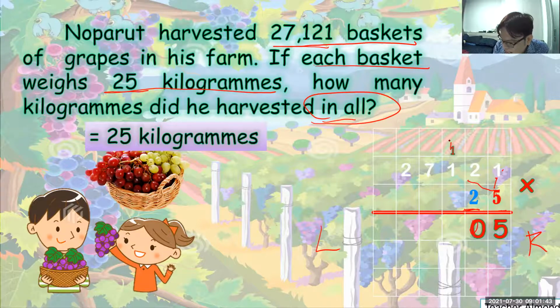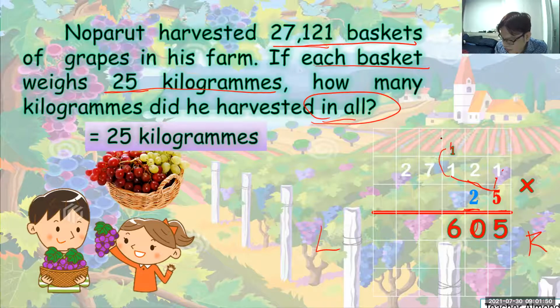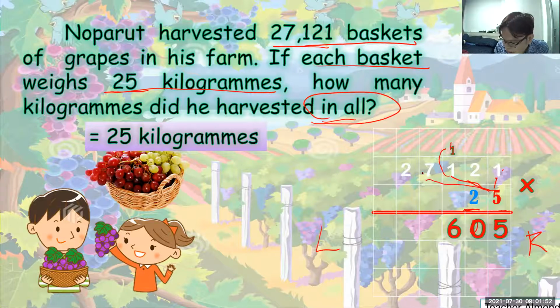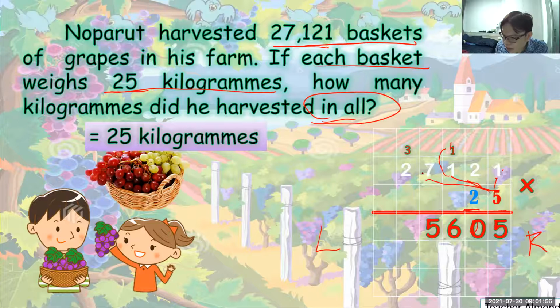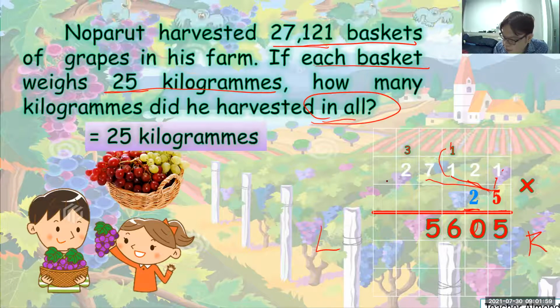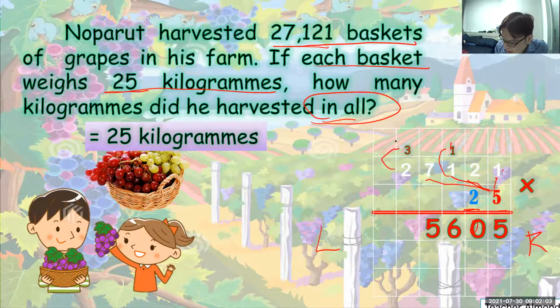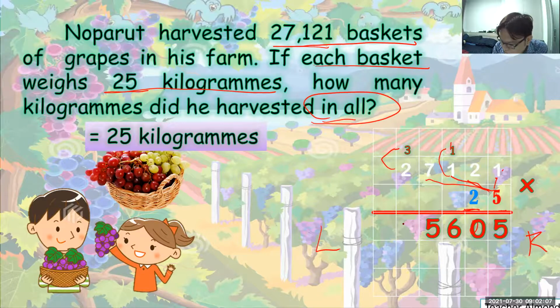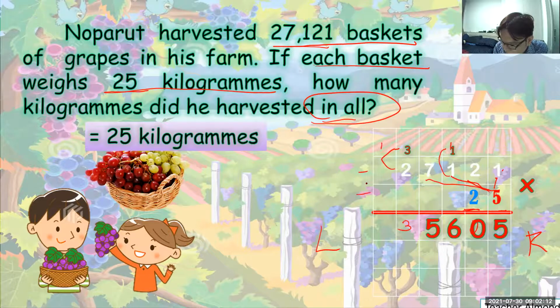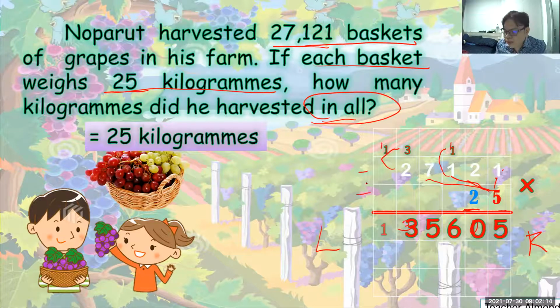Then 5 times 1, that's 5. Plus 1, that's 6. Then 5 times 7, that's 35. So you write 5 here and 3 here. Then 5 times 2, that's 10. Plus 3, that's 13. Now you cannot write 13 on this side, but you have to write 3 and then carry 1 here. So 1 plus 0, that is 1.